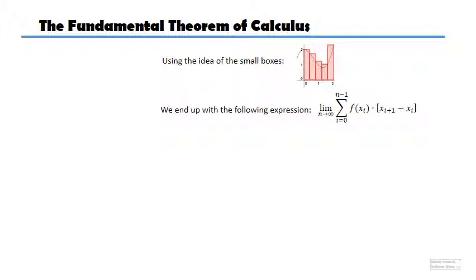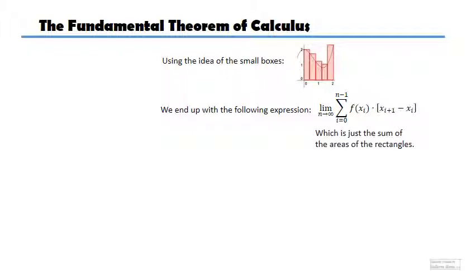And to calculate the area of the box, I have to multiply by the height. And the height is going to be f of that value of x, right? In this case, it would be f of 0, or f of 0.3, or f of 0.7, or whatever it is. And this expression, when I make an infinite amount of boxes, is going to give me the area.